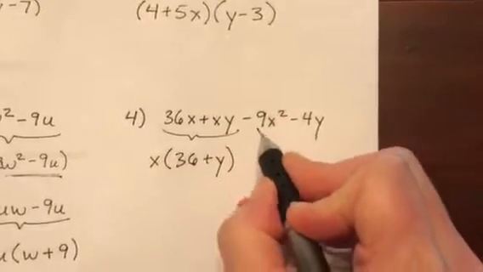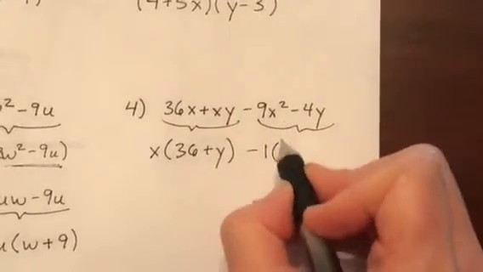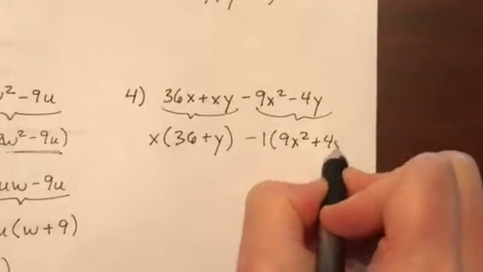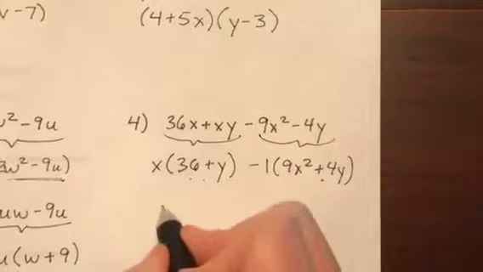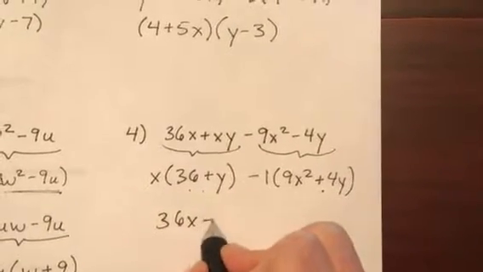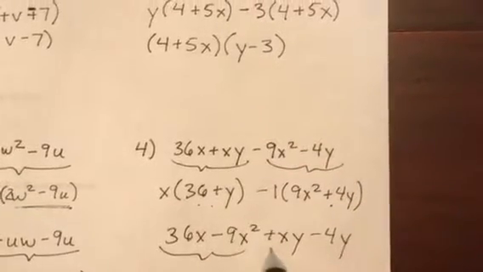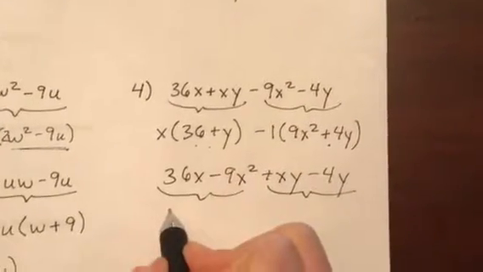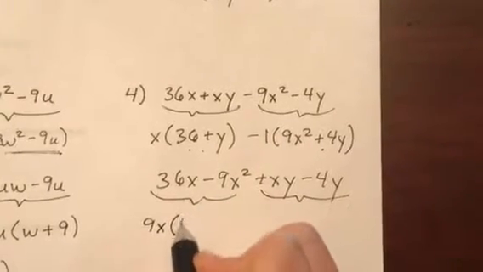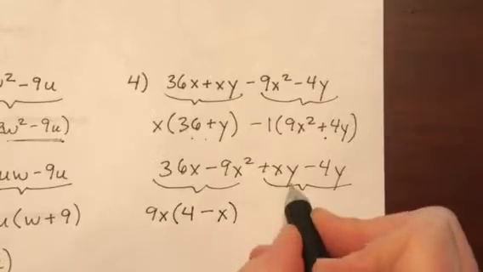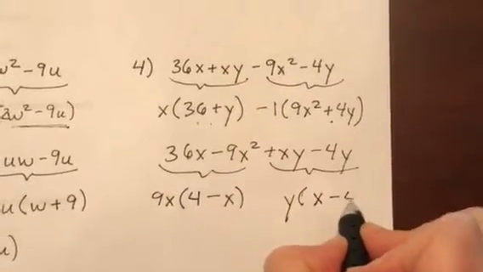36 plus y. In the second two, we'd have, let's see, just a negative 1. And so that'd be 9x squared plus 4y. That does not look good because those do not match. So again, let's try rearranging these two middle terms. 36x minus 9x squared plus xy minus 4y. Okay, now, first two and last two. For the greatest common factor of the first two, I noticed that 9 goes into both of these, and x. So let's take out 9x. That would leave 4 minus x. And the next two, we have a common factor of y. So that would leave x minus 4.